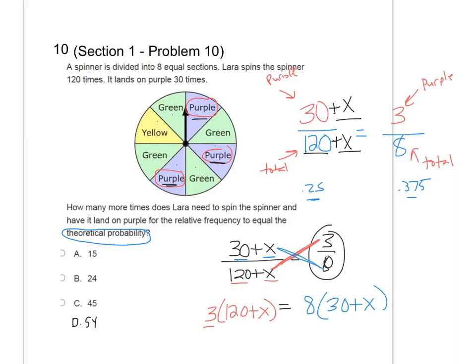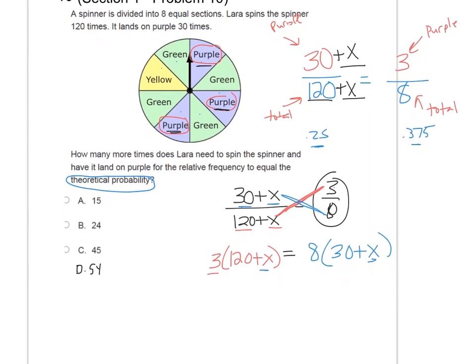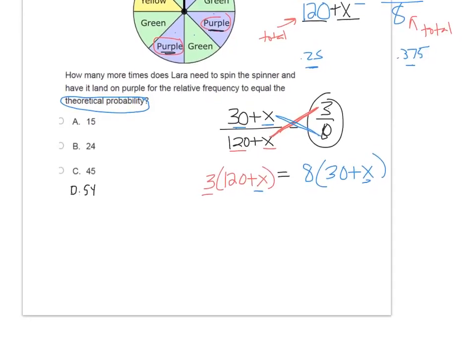And now our goal is really to figure out what the x value needs to be in this problem. So we'll do some steps to get x by itself. The first thing we need to do is use the distributive property. So we'll take the 3 and multiply it by each term. 3 times 120 is going to give me 360, and you can use a calculator if you need to.